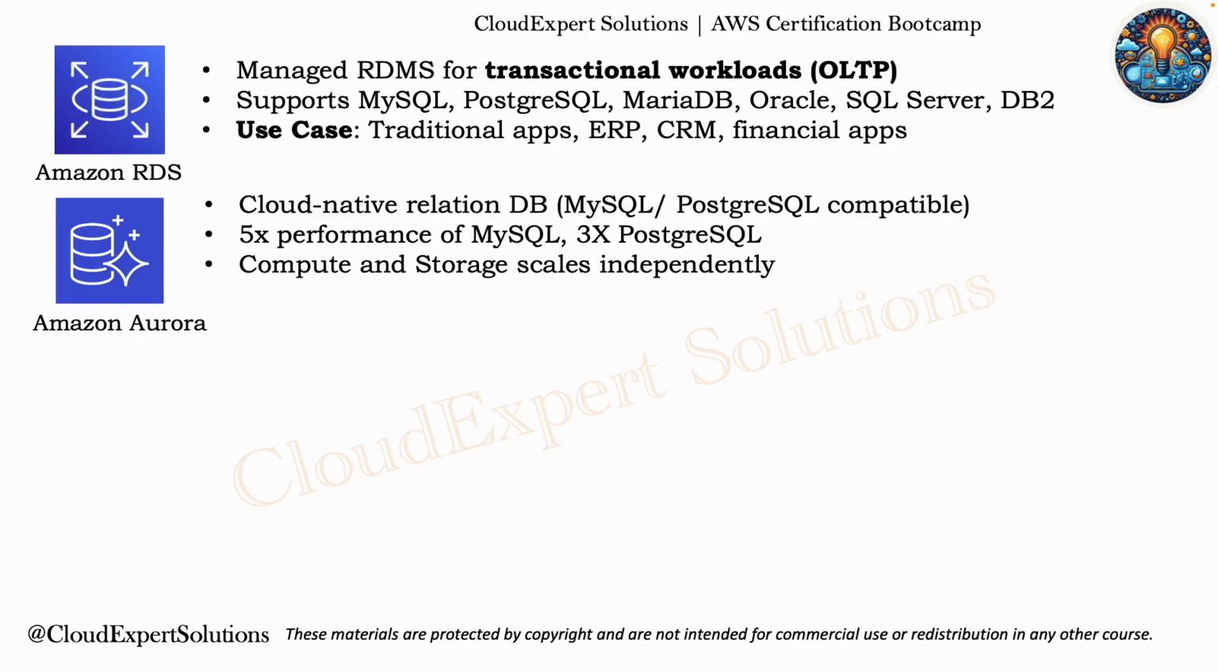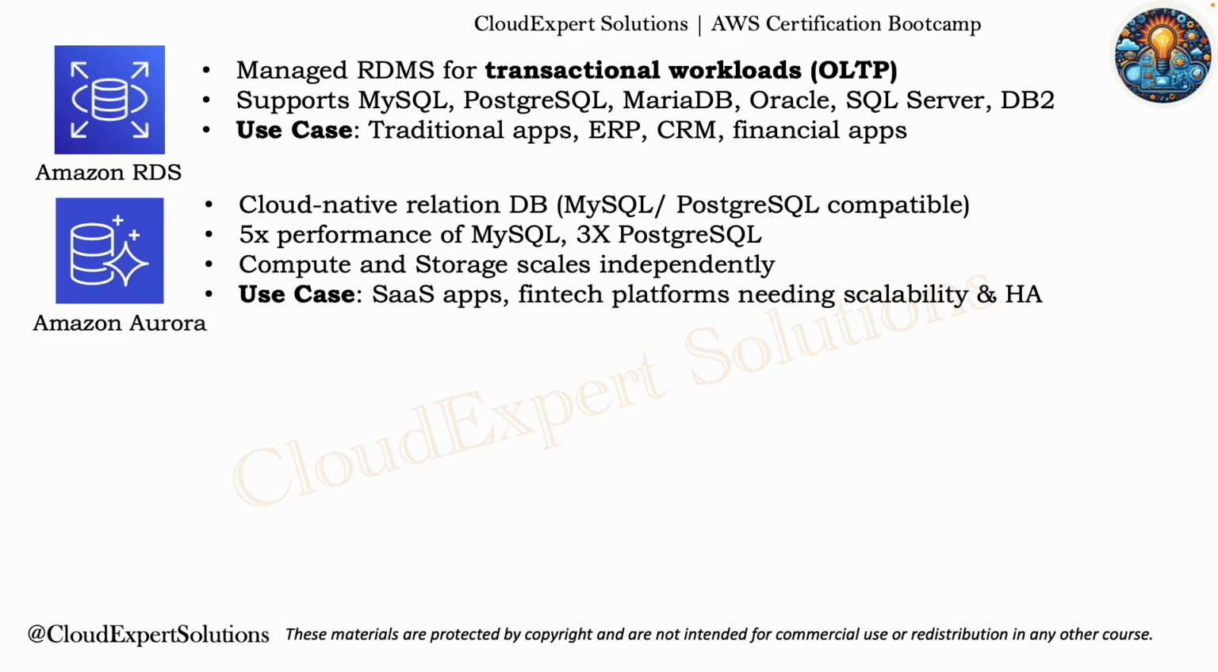Amazon Aurora is perfect for SaaS applications or SaaS platforms or fintech applications that need high performance and global reach. As an example, a ride-sharing app like Uber or Lyft could use Amazon Aurora Global Database to sync up trip data across multiple regions with near real-time latency.